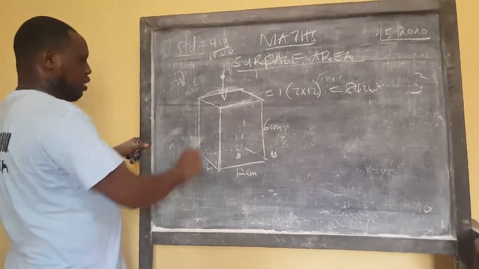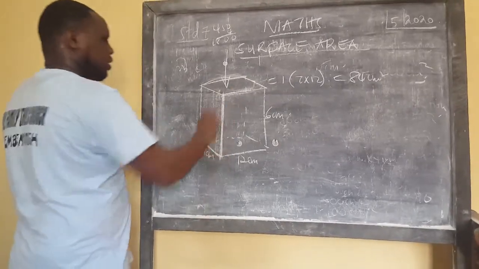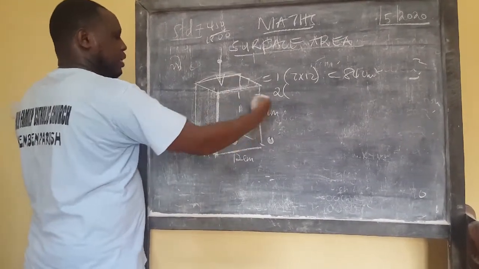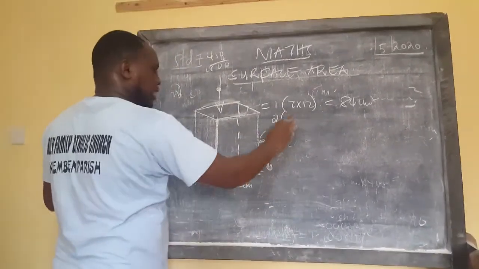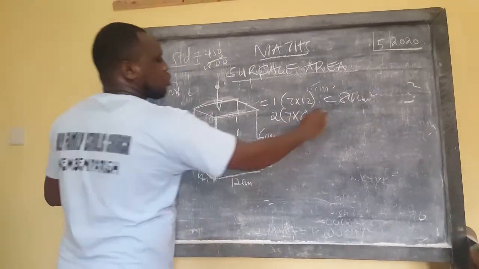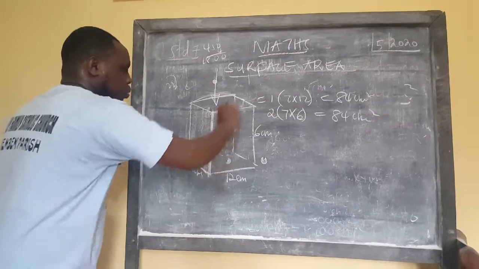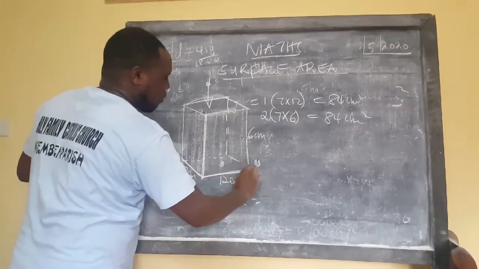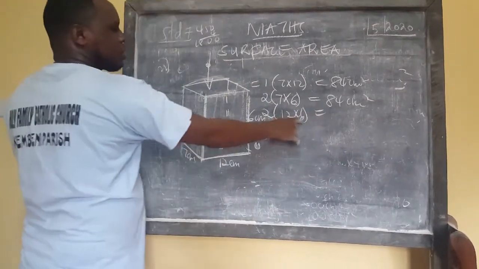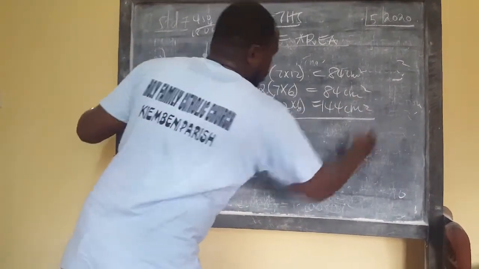Then next we are going to have this face here. The longer one is measuring 7 by the height, which is 6. So there are 2. There is this one. If you can see well, there is another one on the other side. So there are 2 measuring 7 by 6. That's going to give us 42 times 2, which is 84 centimeters squared. Then there is another one, this bigger face. This face measures 12 by 6, and there are 2. That is going to give you 72 times 2, which is 144 centimeters squared.